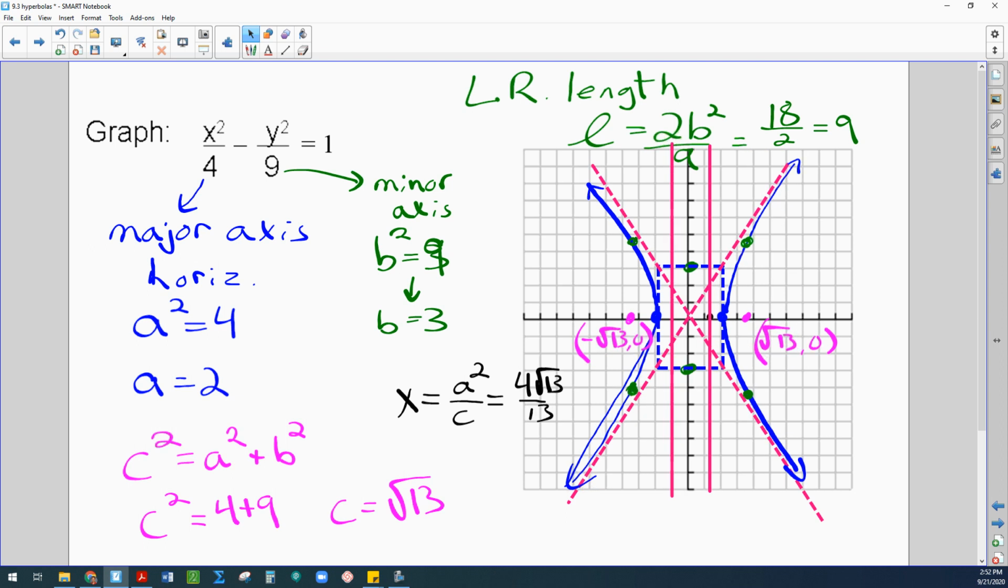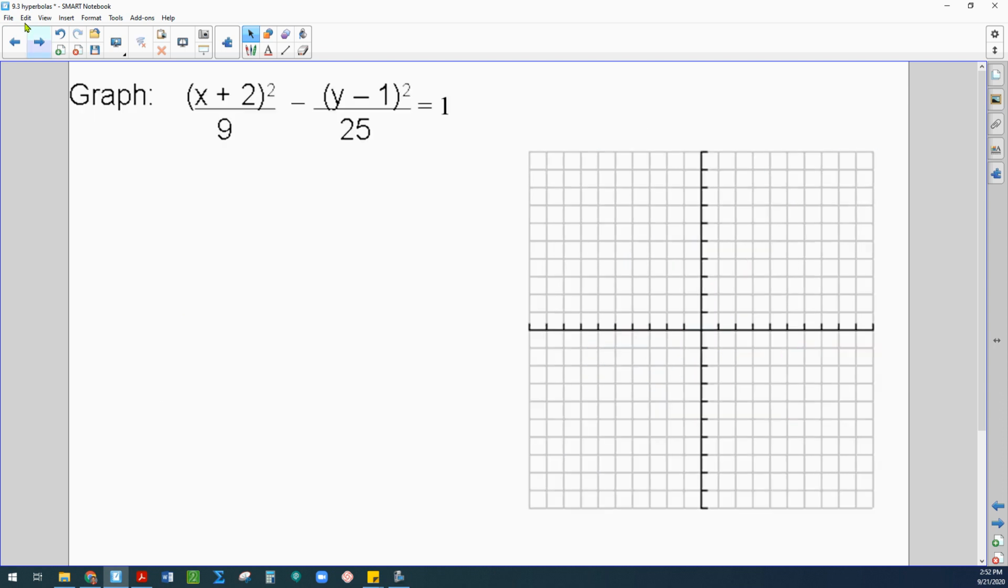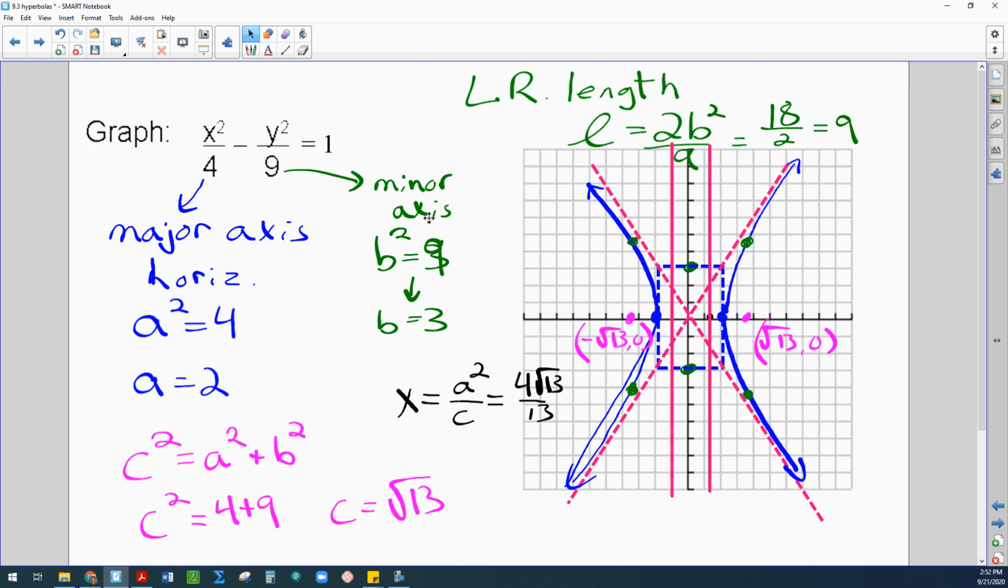So that's an example of how to use all of the parts. And we will go through another one in class. We'll start with this one tomorrow. So that's it for now.